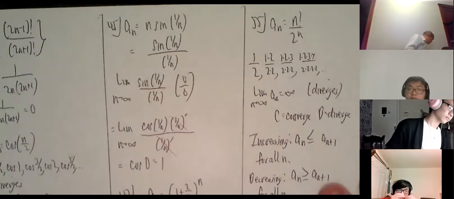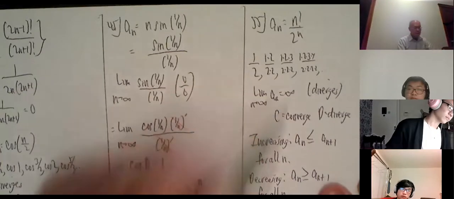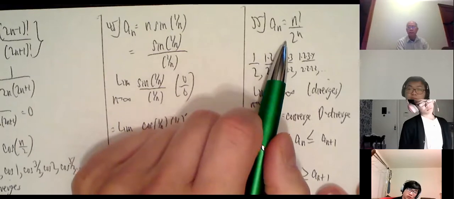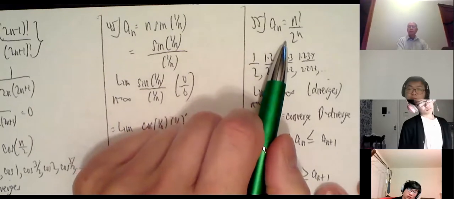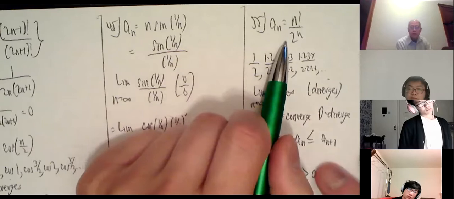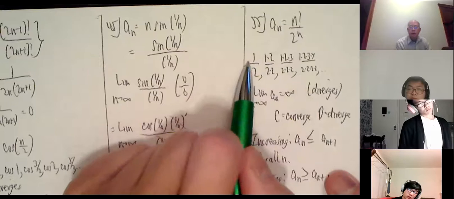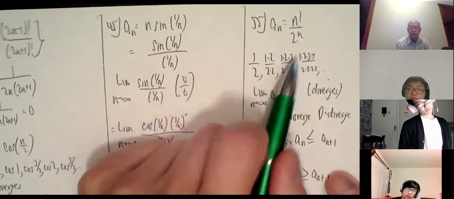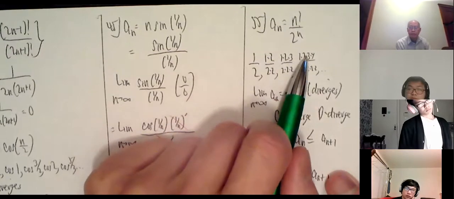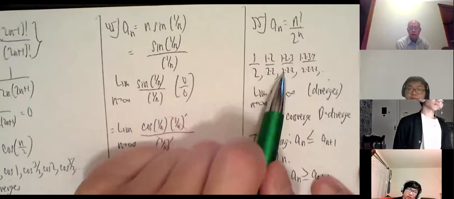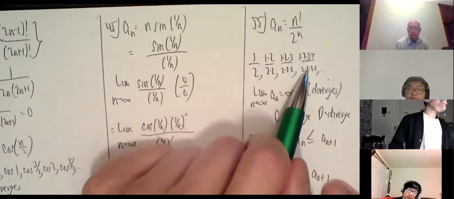Okay, then my 55, let's see if it's the same thing. Yeah, I think it's the same thing. N factorial over 2 to the n. So what's happening? Let me write some of the terms out. 1 times 2, 1 times 2 times 3, 1 times 2 times 3 times 4, right? 2 to the 1, 2 squared, 2 cubed, 2 to the 4th.